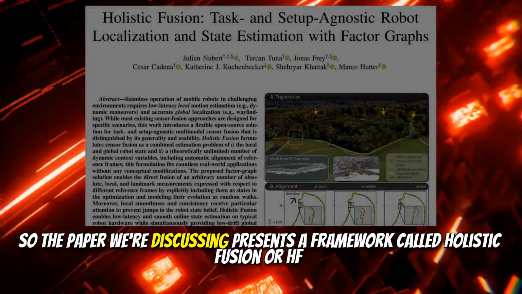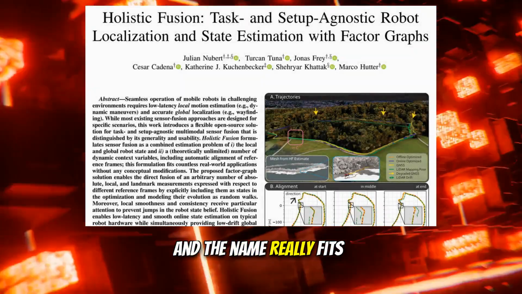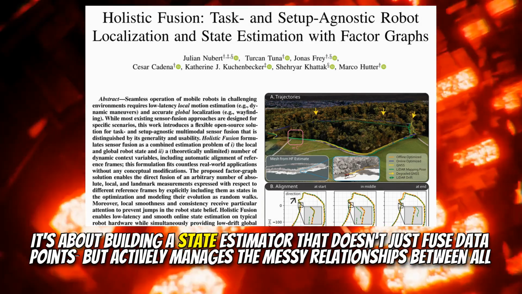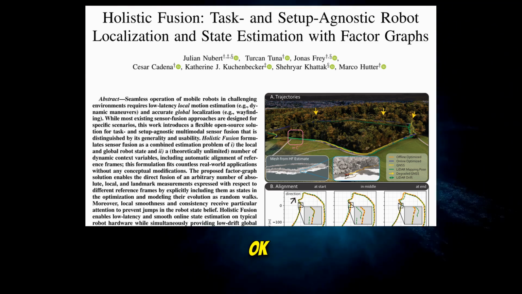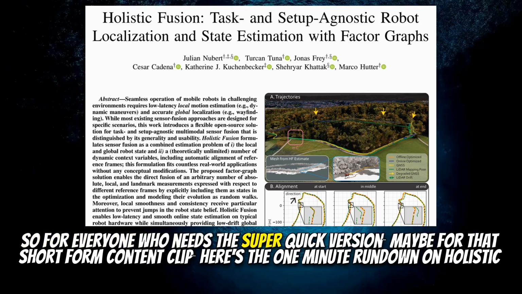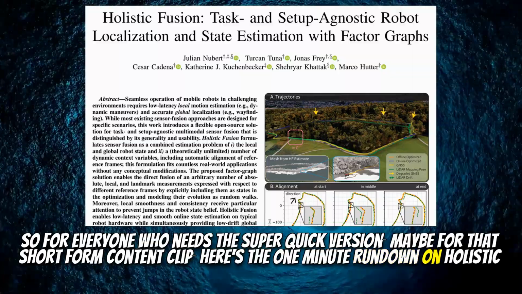So the paper we're discussing presents a framework called holistic fusion, or HF. And the name really fits. It's about building a state estimator that doesn't just fuse data points, but actively manages the messy relationships between all these different coordinate systems. Okay, so for everyone who needs the super quick version, maybe for that short form content clip, here's the 1-minute rundown on holistic fusion.